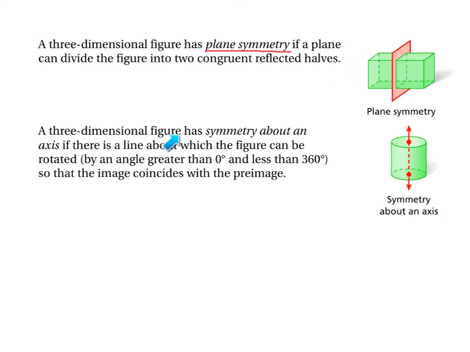Therefore, that's plane symmetry. Now we can also cut it going the other way as well. A 3-dimensional figure also has symmetry about an axis. That means if we took this axis and spun it like a top, we would get this shape. If there is a line about which the figure can be rotated, greater than 0 and less than 360, so the image coincides with the pre-image. So for example, if you draw an axis right down the center of the cylinder, if we spun it, it would be on itself the entire time.